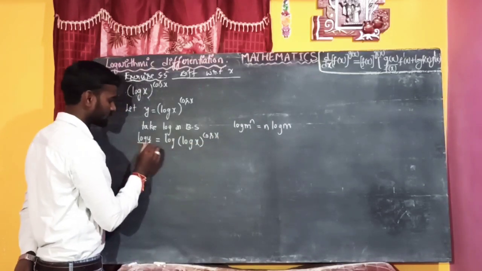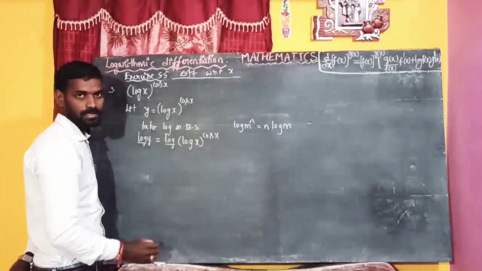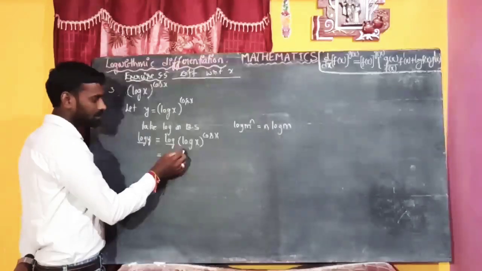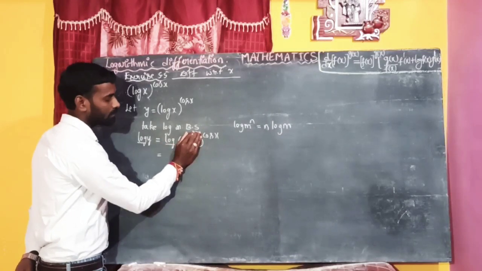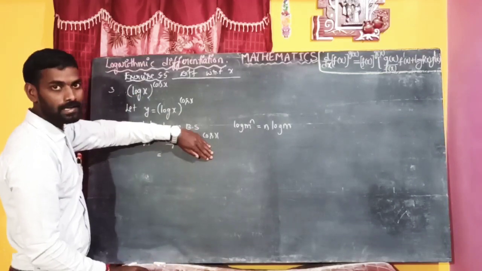Okay, take log on both sides. This is log, this is log. This is the same function, log x to the power of cos x. Now observe guys, now this is of the form log m to the power of n. Log m power n can be written as what? n log m.